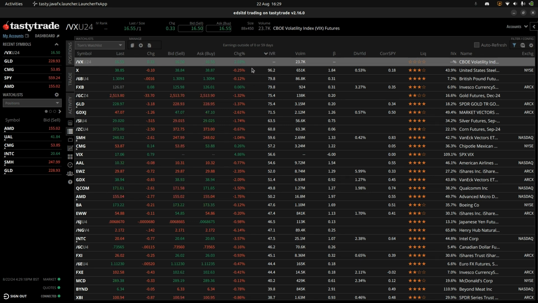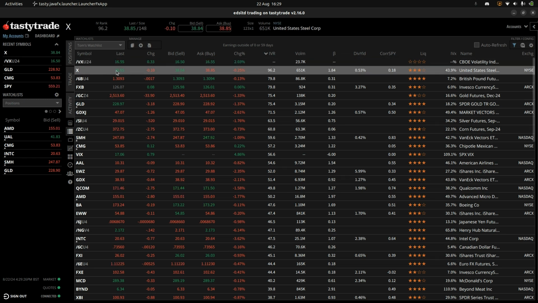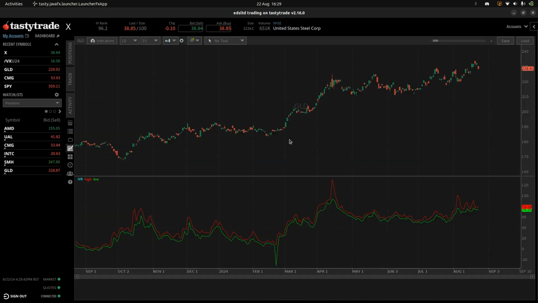So now we just go through the list. Assuming we're not going to be trading futures, this is just the VIX futures. So next thing here, with a 96.2 implied volatility rank, is United States Steel Corporation. 96.2 is a very high IV rank. So that passes our first check. So let's just take a look at the chart for United States Steel.